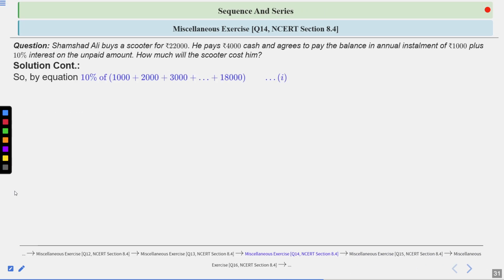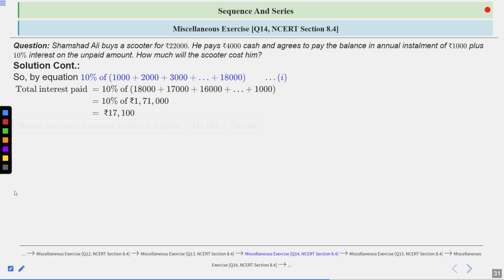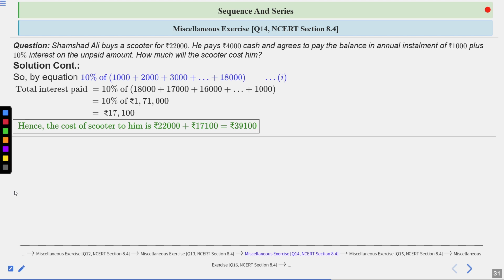So by equation, 10% of 1,000 plus 2,000 plus 3,000 up to 18,000. Let us assume this is equation 1. So the total interest paid is equal to 10% of 18,000 plus 17,000 plus 16,000 up to 1,000, right? Which is equal to 10% of 1,71,000, which is equal to Rs 17,100. Hence, the cost of the scooter to him is basically Rs 22,000 plus 17,100, which is equal to Rs 39,100. That is the right answer. Clear? So the final answer of this question will be Rs 39,100.